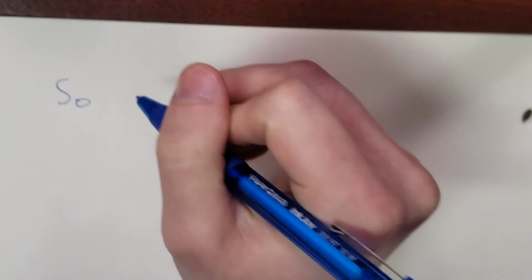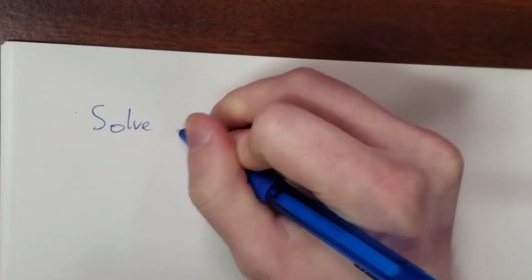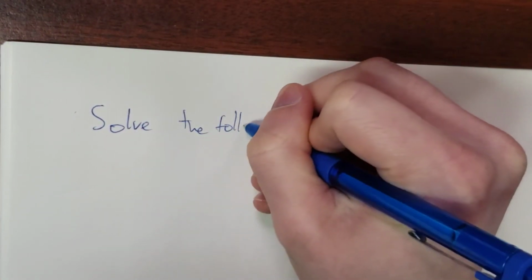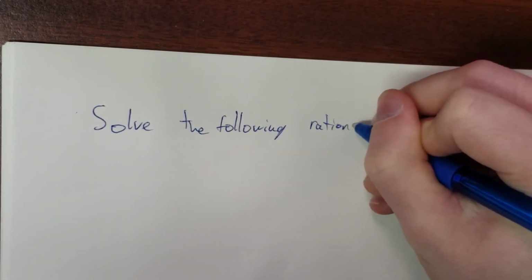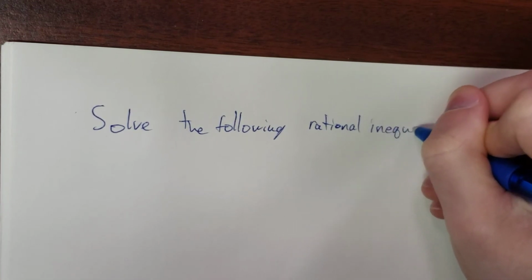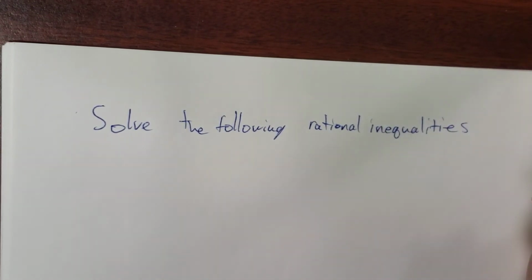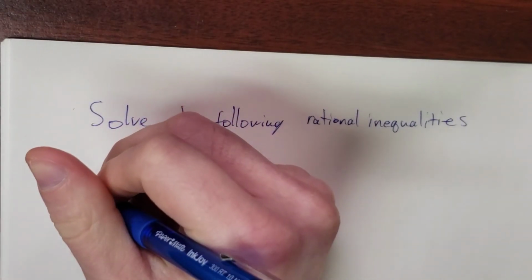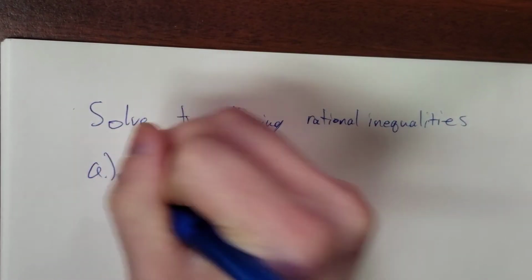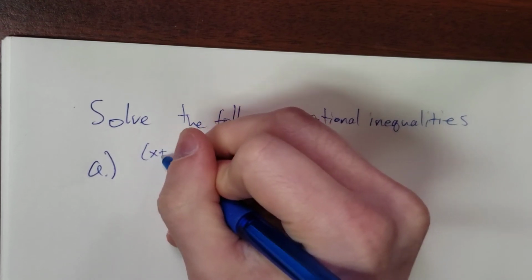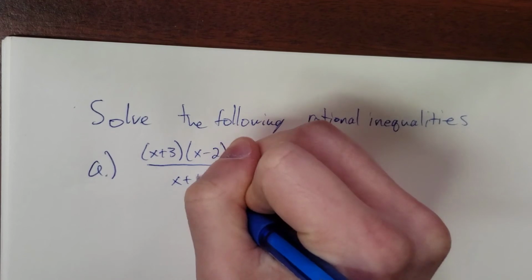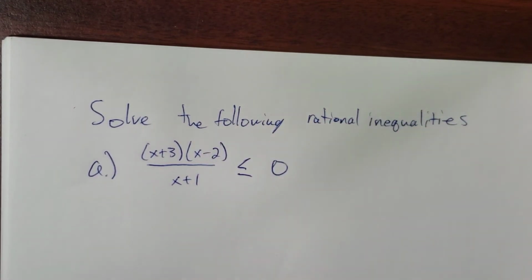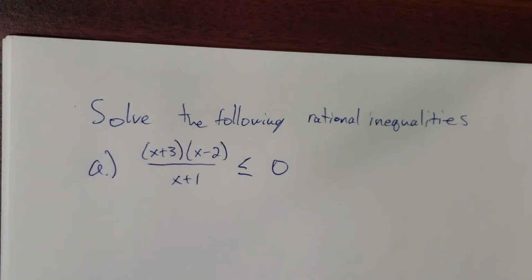So we're going to solve the following rational inequalities. All right, so part A here is going to be x plus 3 over x minus 2 all over x plus 1 is equal or less than 0. We want to solve this rational inequality. Well, how do we do that? We do this in the exact same way.